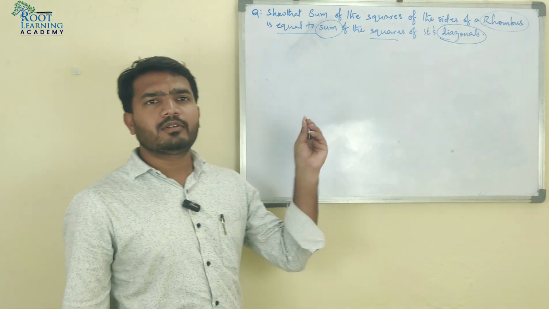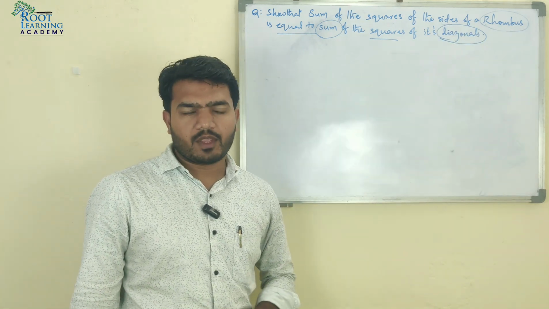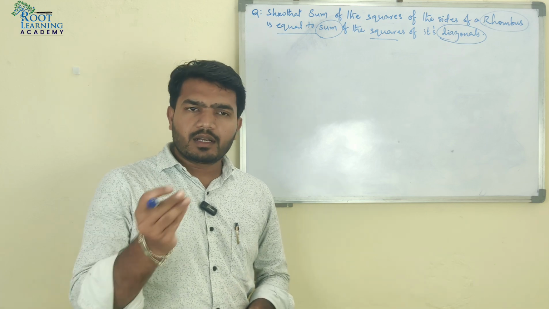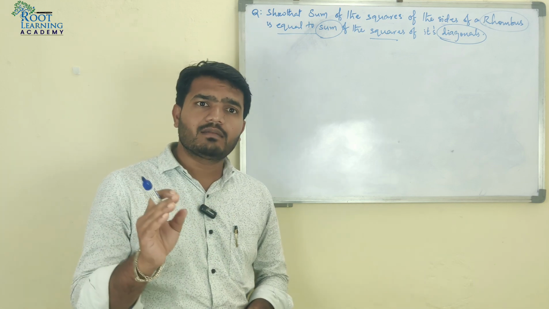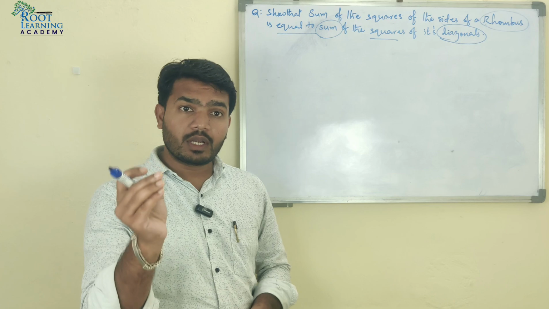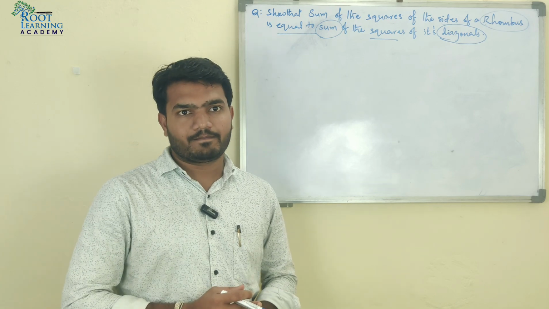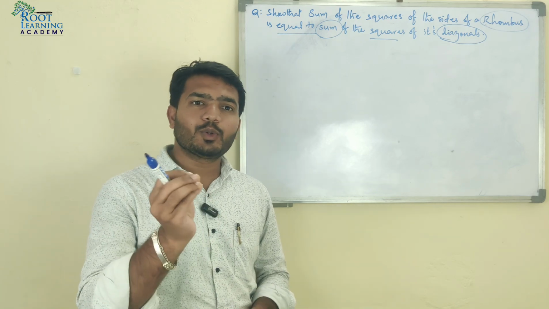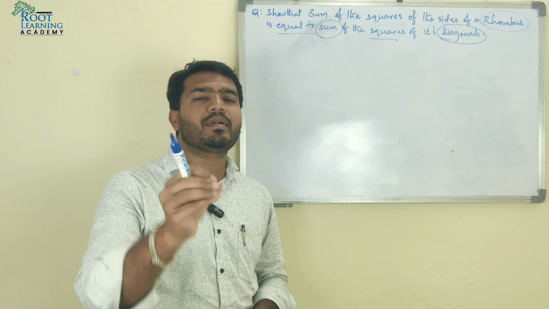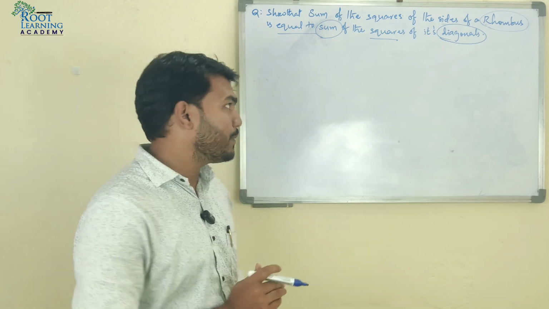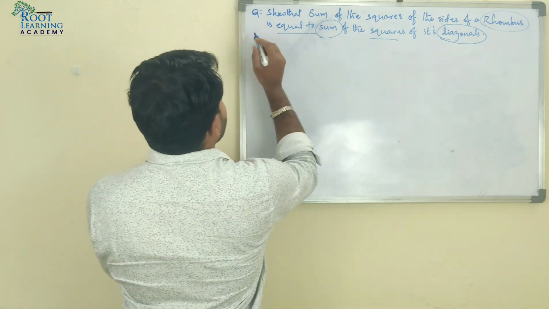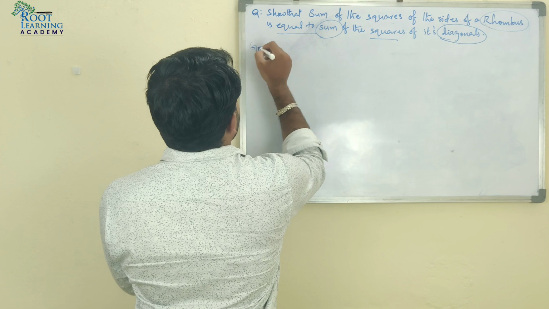Before that, we have to know the properties of rhombus. What is a rhombus first of all? It is a quadrilateral whose all sides are equal and the diagonals are not equal, at the same time they bisect. Bisects means they are divided into two equal parts and they are perpendicular to each other. That is the property. So here, first, given that, what else I mentioned, we have to write.